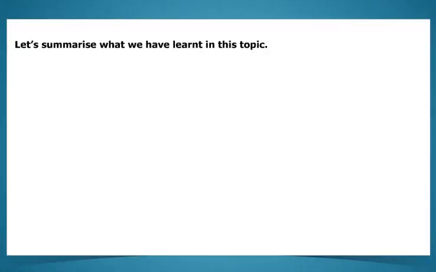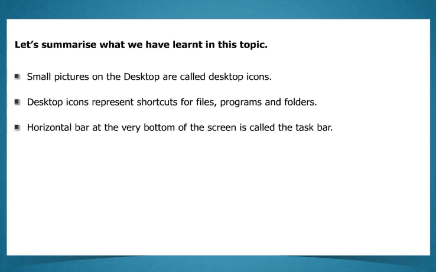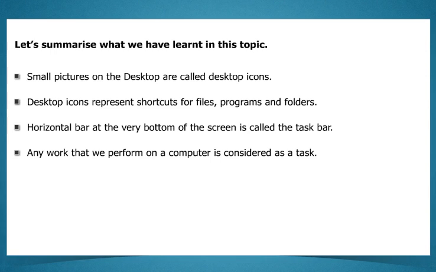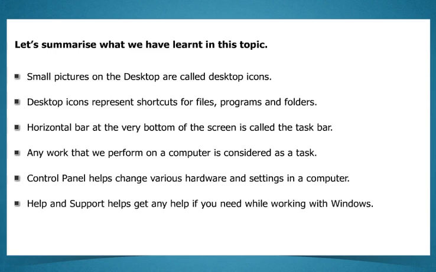Let's summarize what we have learnt in this topic. Small pictures on the desktop are called desktop icons. Desktop icons represent shortcuts for files, programs, and folders. Horizontal bar at the very bottom of the screen is called the taskbar. Any work that we perform on a computer is considered as a task. Control Panel helps change various hardware and software settings in a computer. Help and Support helps get any help if you need while working with Windows.